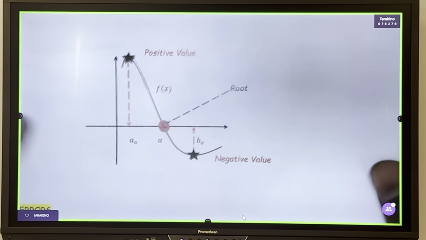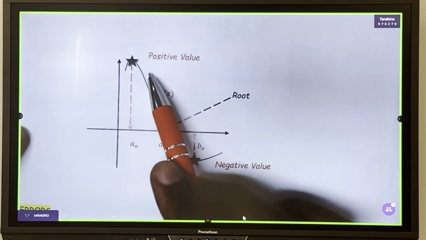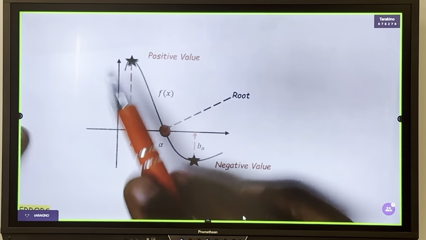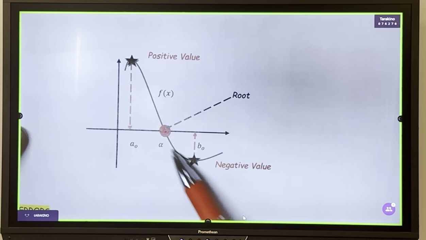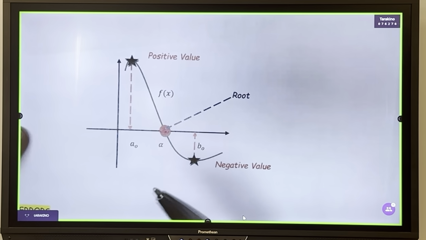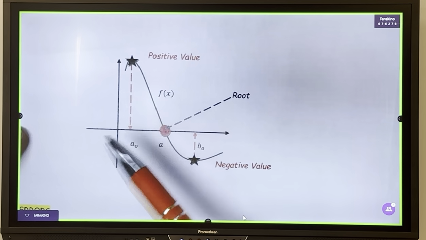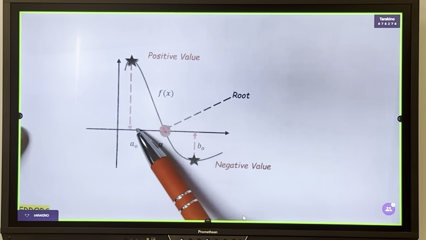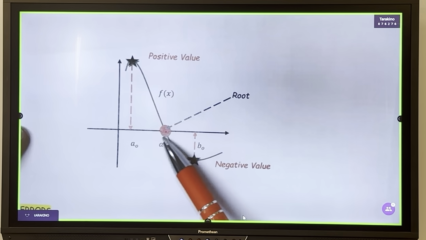So this is the graph here. If you draw your graph, at one point we are above and at another we are below. So it means we have a root. The good thing is the number of times the graph intersects the x-axis tells us about the number of roots.